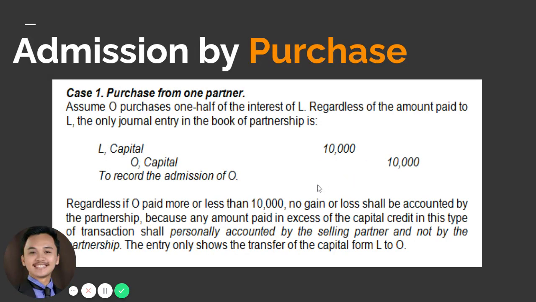The 10,000 gain will not be recorded in the partnership books but rather will be accounted for personally by L. The same goes for a loss. For example, what O paid for the 10,000 interest is only 5,000.